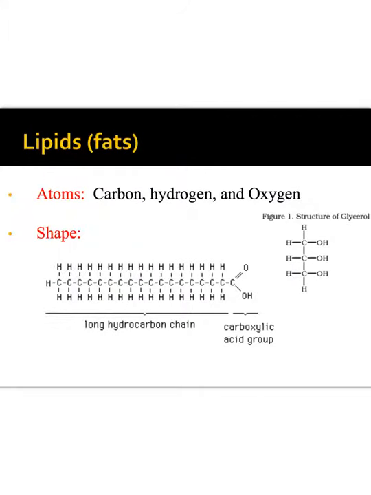Okay, let's move on to lipids. Lipids are made up of carbon, hydrogen, and oxygen. Their shape is typically long strings or long chains. You have a long chain of carbon with hydrogens attached to each end, and at one end we have what's called a carboxylic acid group. Over here we have what's called a glycerol. We have a chain of carbons, hydrogens on one side, and OH on the other side.